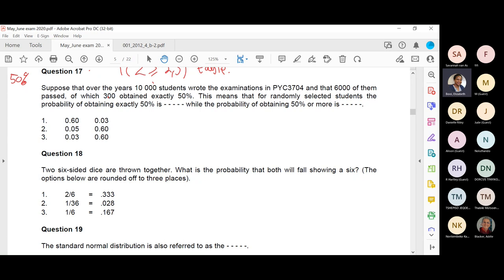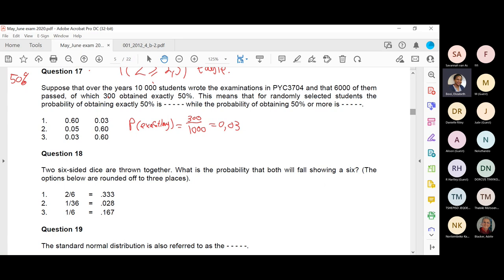So if we need to find the probability that exactly 50% student passed, what will be that probability? What is the probability of exactly, this is just normal distribution, exactly 50%? 300 divided by 10,000. And what is the percentage? 0.3. That will be 0.3.